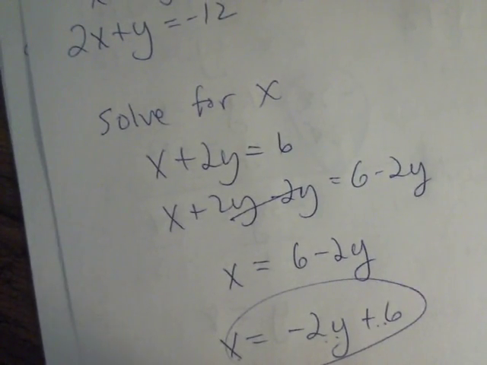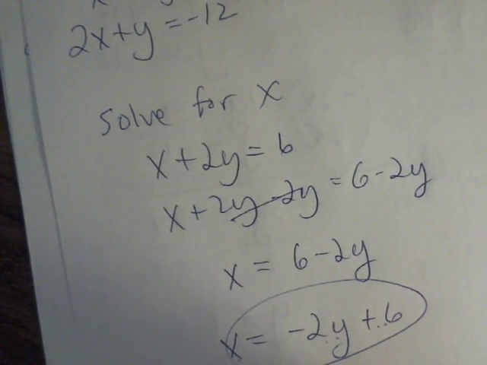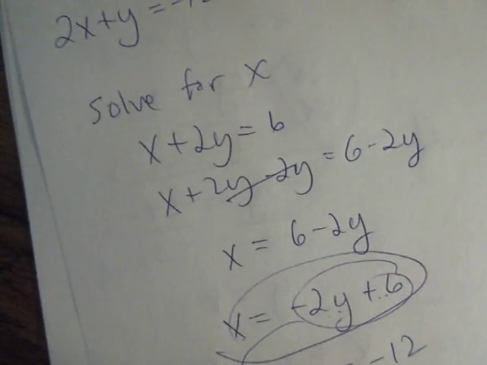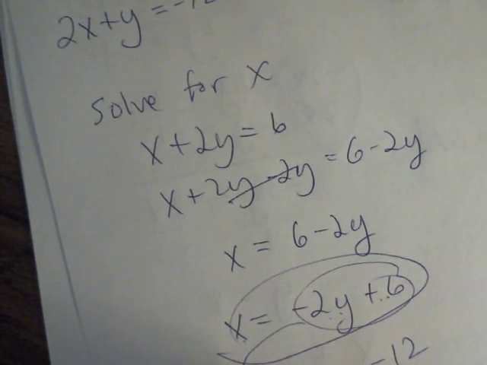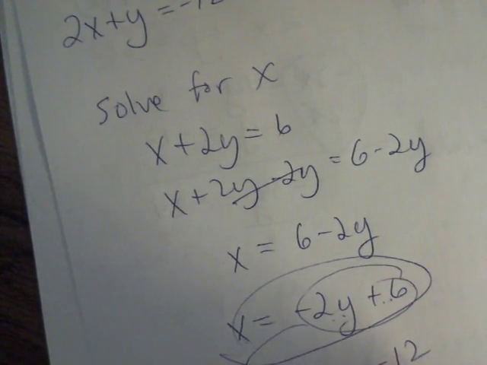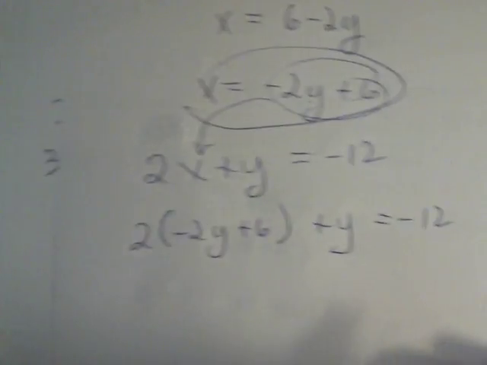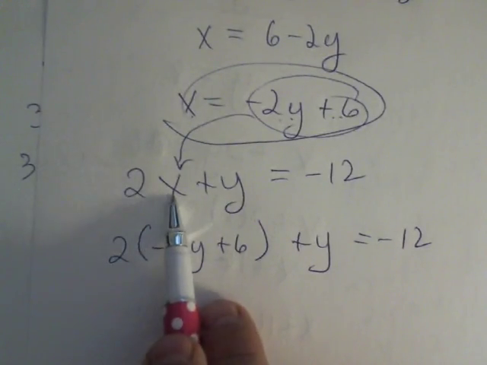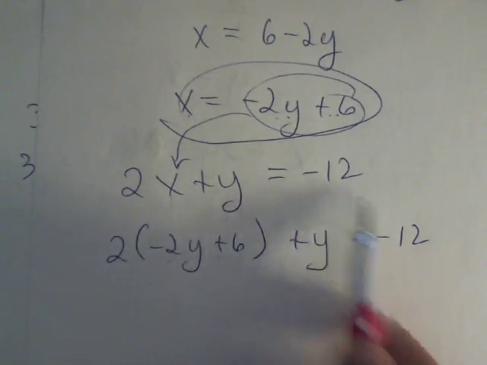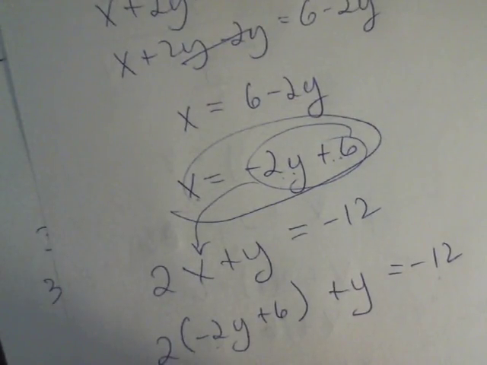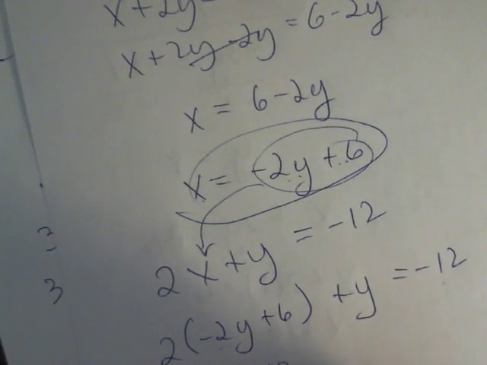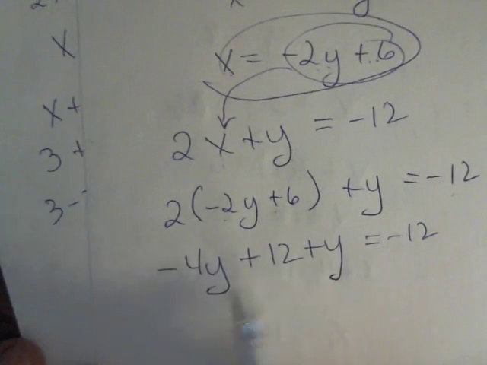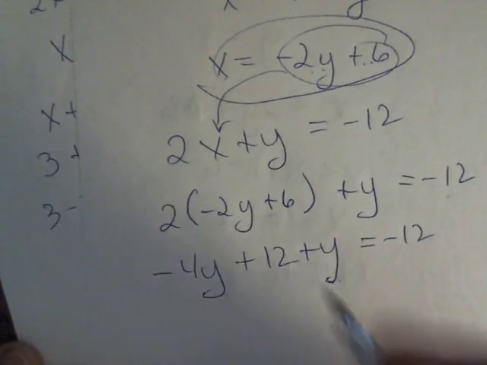So I'm going to substitute this entire expression here into this x and multiply it by 2. So if you see what I've done here, this right here is now my x. I still have the y. I still have the negative 12. Distribute. Combine your like terms. Always combine like terms on both sides of the equation.